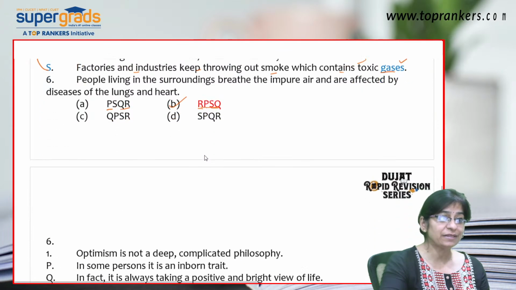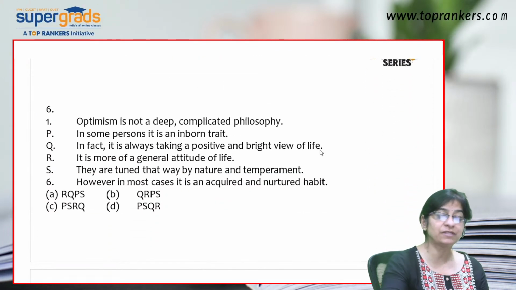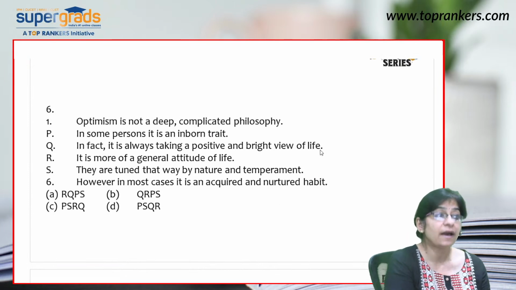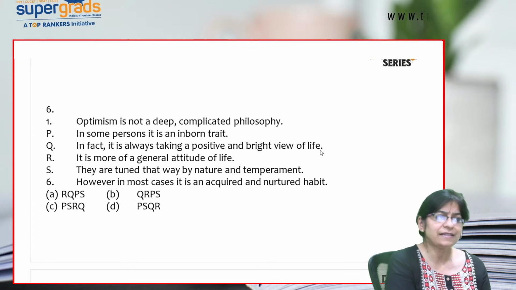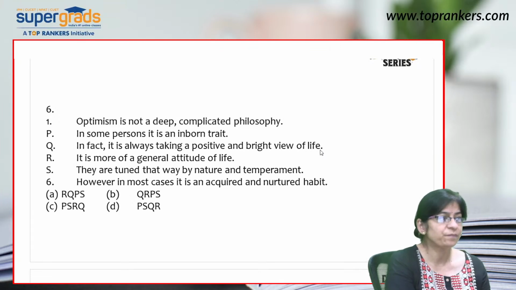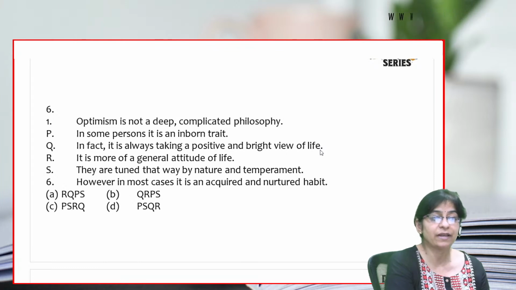Now let's look at the next one. A very good para jumble based question. Again, you have first and the last part fixed, and it says optimism is not a deep, complicated philosophy. So we are talking about optimism here, which is a really good thing. And then it says in some persons it's an inborn trait. In fact, it is always taking a positive and bright view of life. It is more of a general attitude of life. They are turned that way by nature and temperament. However, in most cases, it's an acquired and nurtured habit.